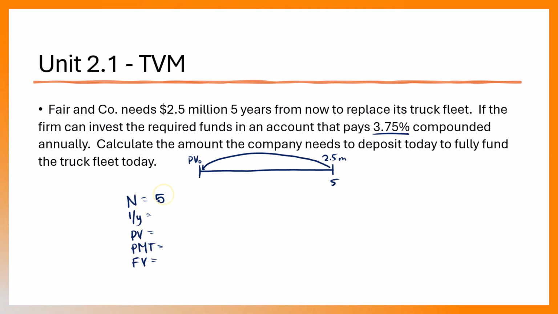N is 5. Our discount rate is 3.75%. We're trying to find the present value. They're not going to make any additional payments or contributions to this account. They need $2.5 million in the future.